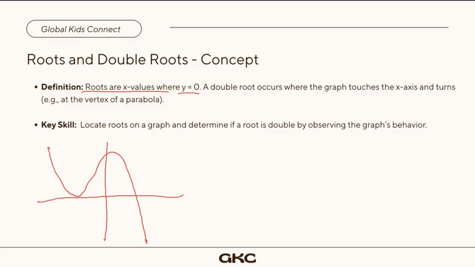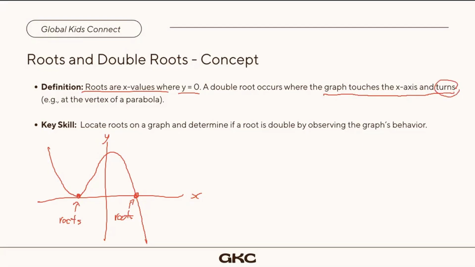We just have to find any points where the graph touches the x-axis, which is when the y value is equal to 0, which are these 2 points, for example. We can say that these two are both roots. However, sometimes a question asks for a double root. A double root, as shown in the definition, is where the graph touches the x-axis and turns. So what does it mean by turn?